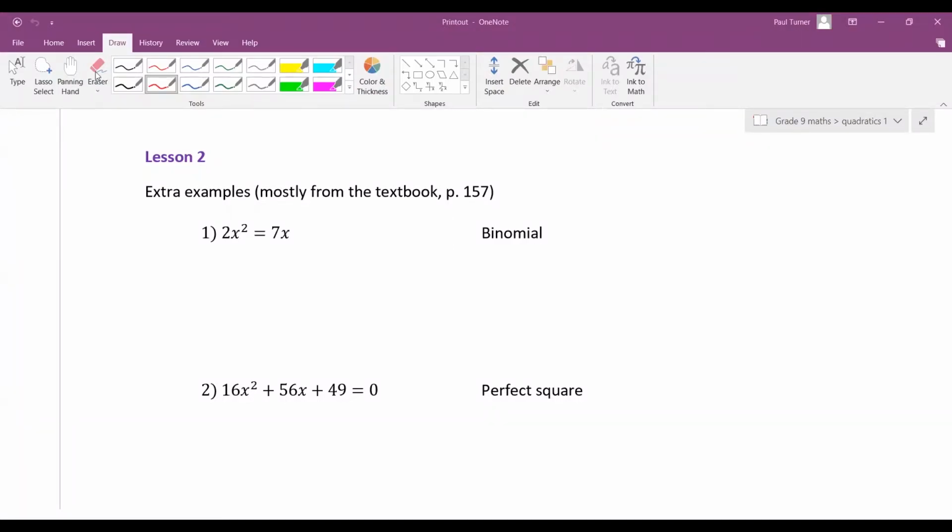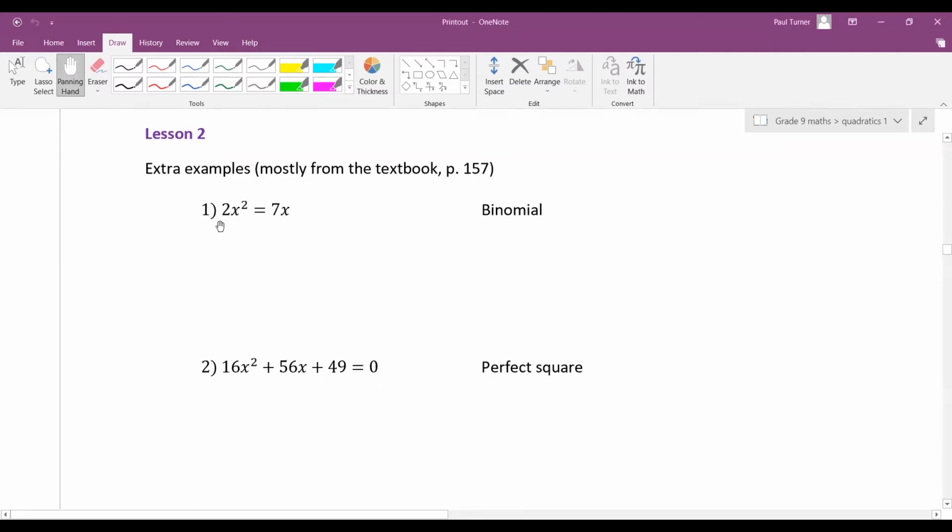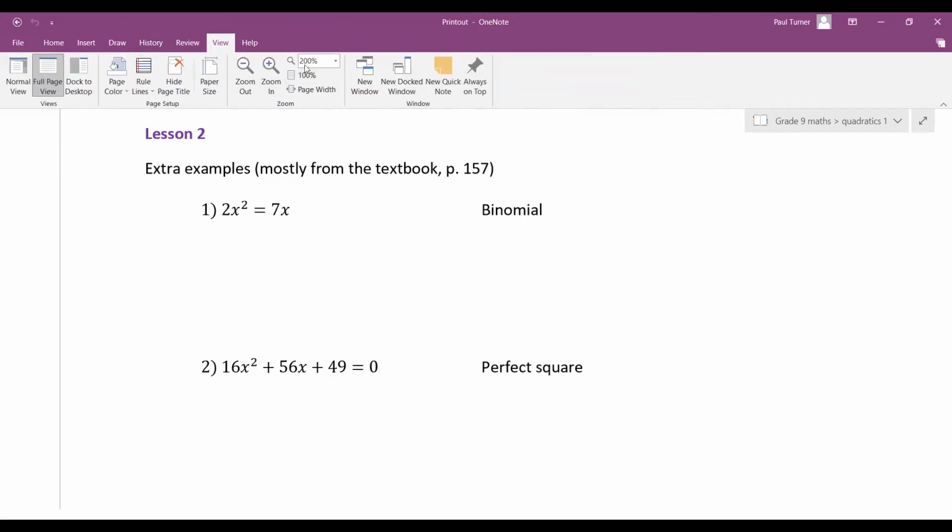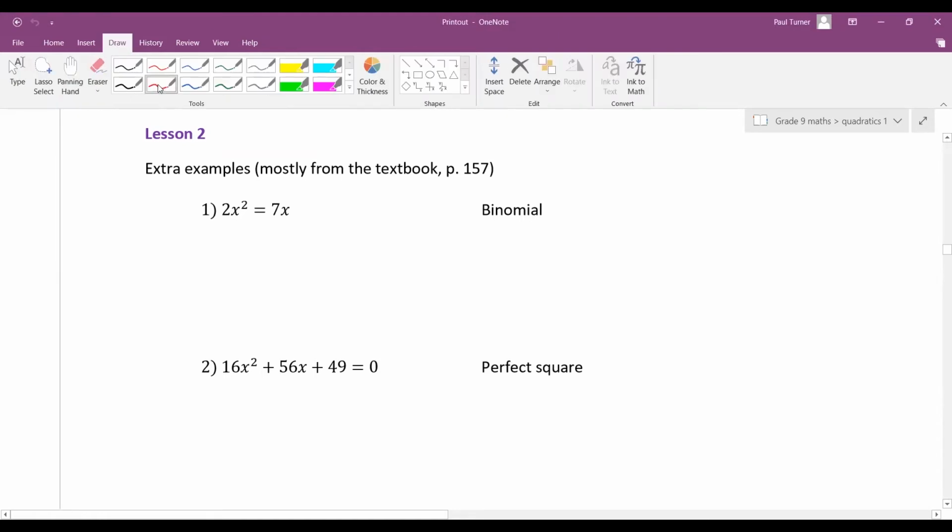Okay, so for these questions that are in your book, your first question is 2x squared equals 7x. I was going to make it bigger, but I think this is okay. So 2x squared equals 7x. So we have two terms here.